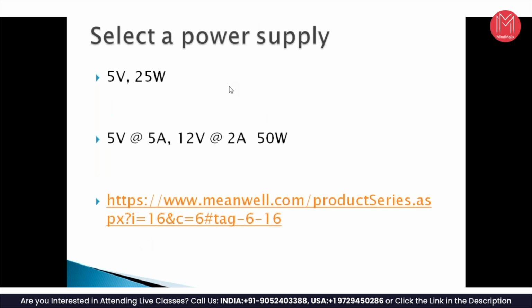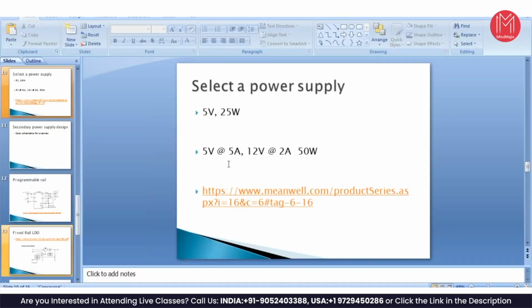Let's say one of the exercises is to select a power supply: a 5 volts, 25 watt power supply, and 5 volts, 5 amps, 12 volts, 2 amps. This is a dual power supply, basically 5 volts at 5 amps and 12 volts at 2 amps.